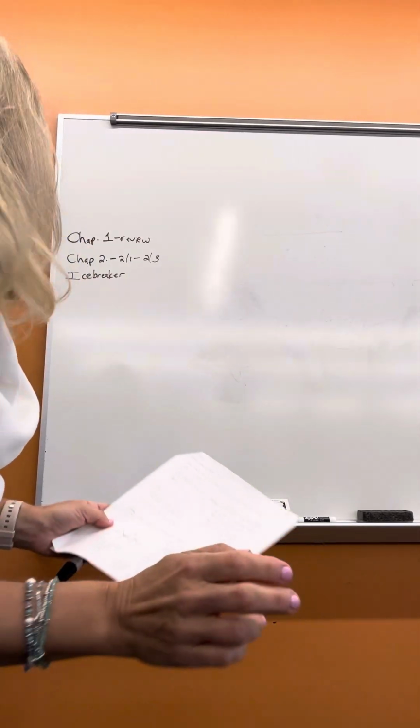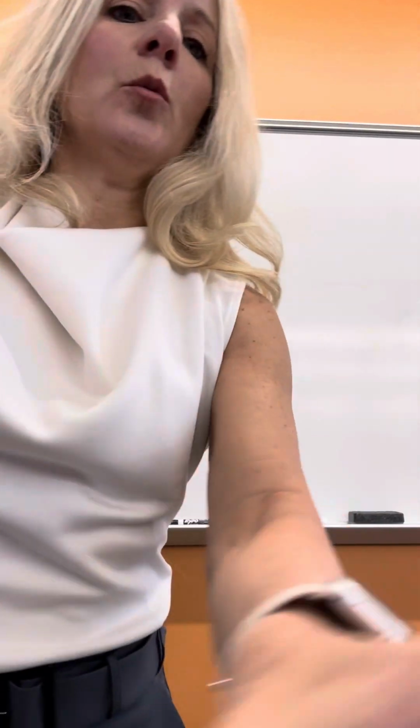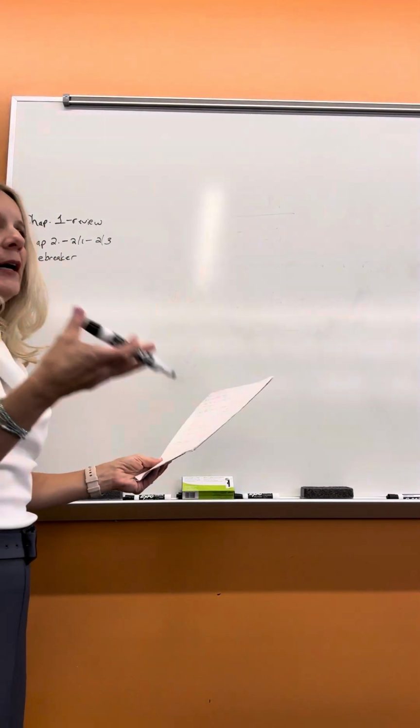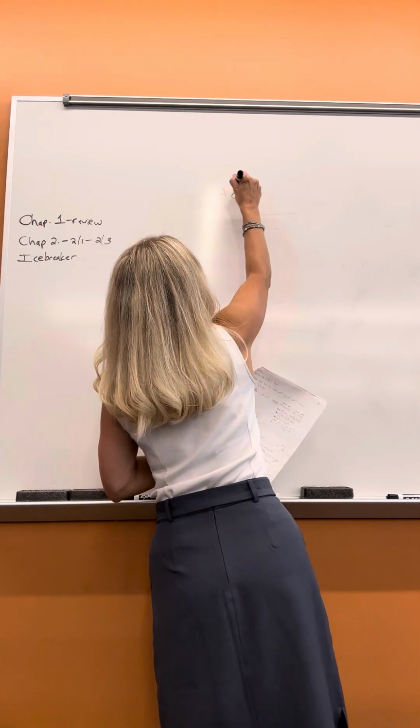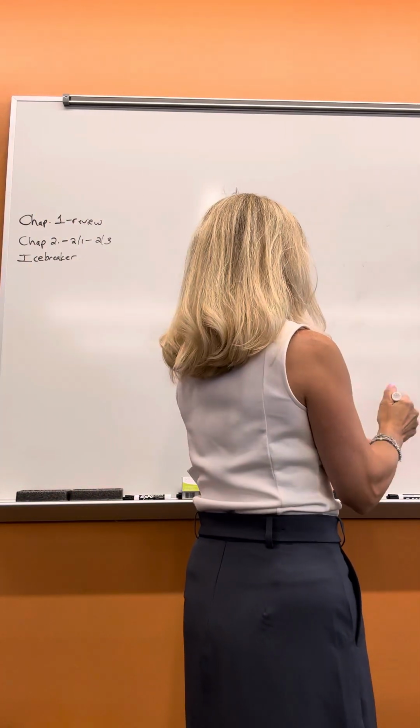All right, we're going to do 2 examples from chapter 1, and then we're going to move on to chapter 2. And these are just from my notes, but we're going to look at adding vectors using the parallelogram method.